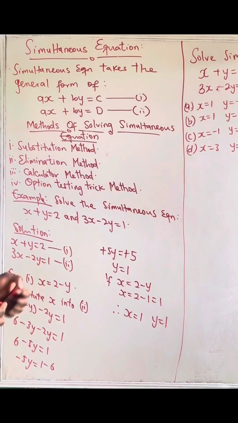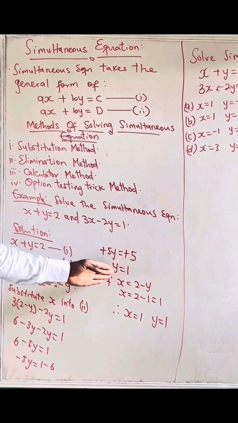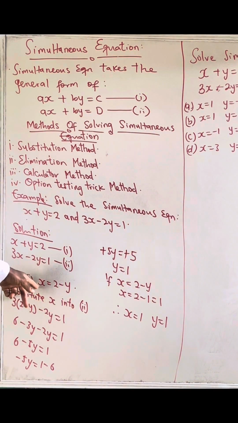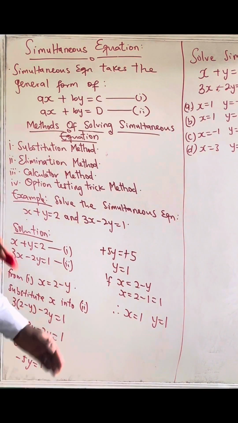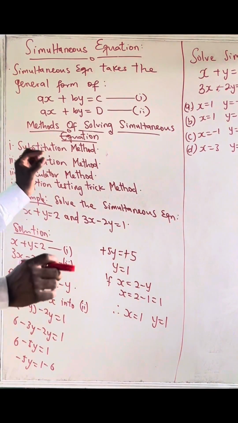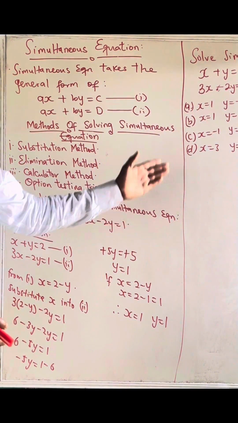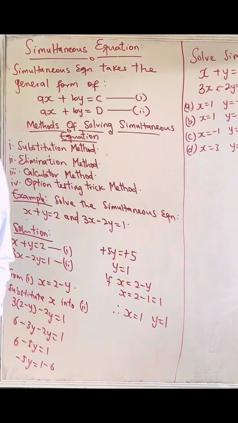So that's how to do it, guys. Once I've gotten the value of y, I substitute the value of y into this expression, then I get my final answer. So guys, that's how to use the substitution method. Now let us use the option testing trick method in solving a simultaneous equation.